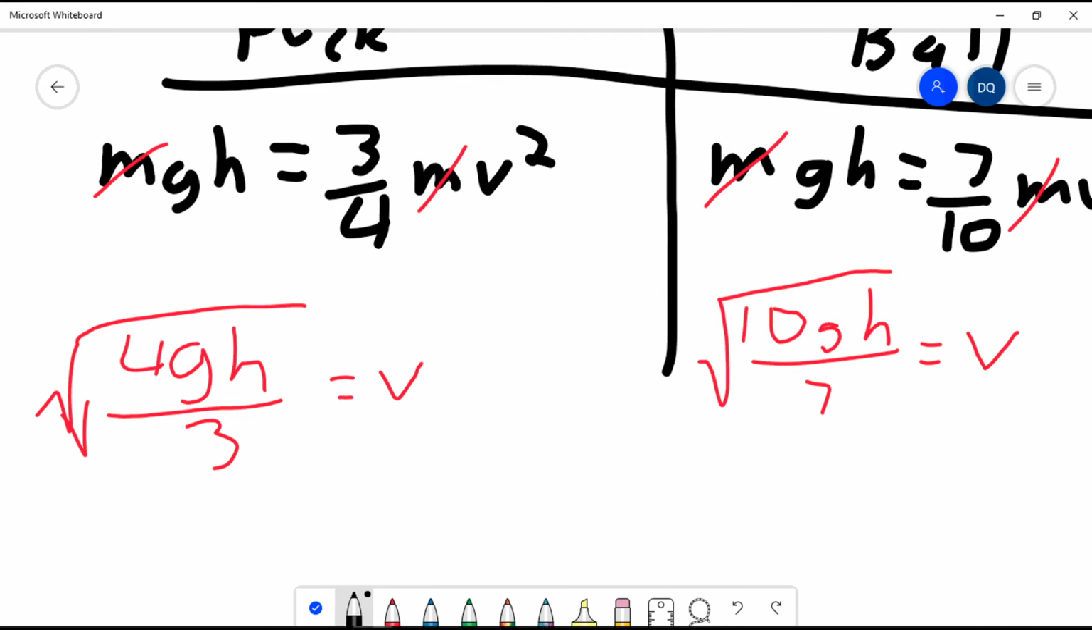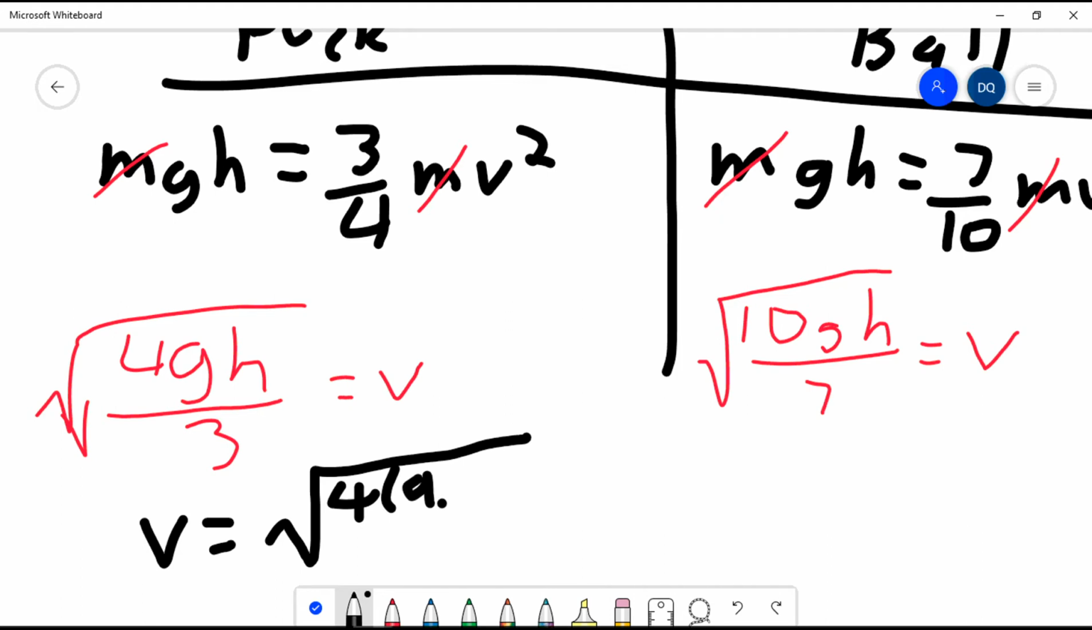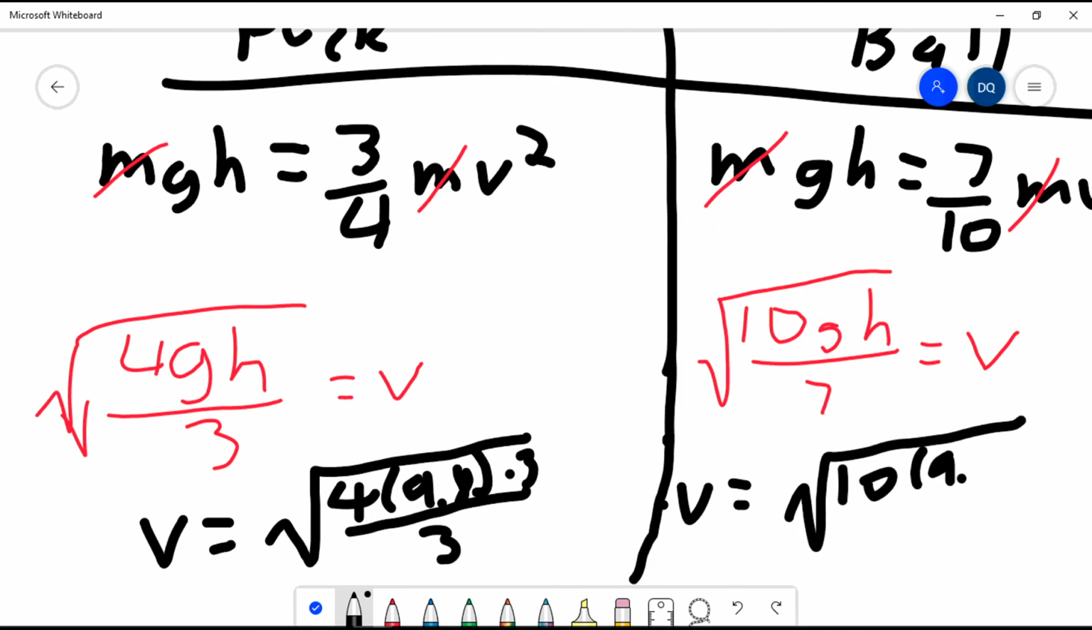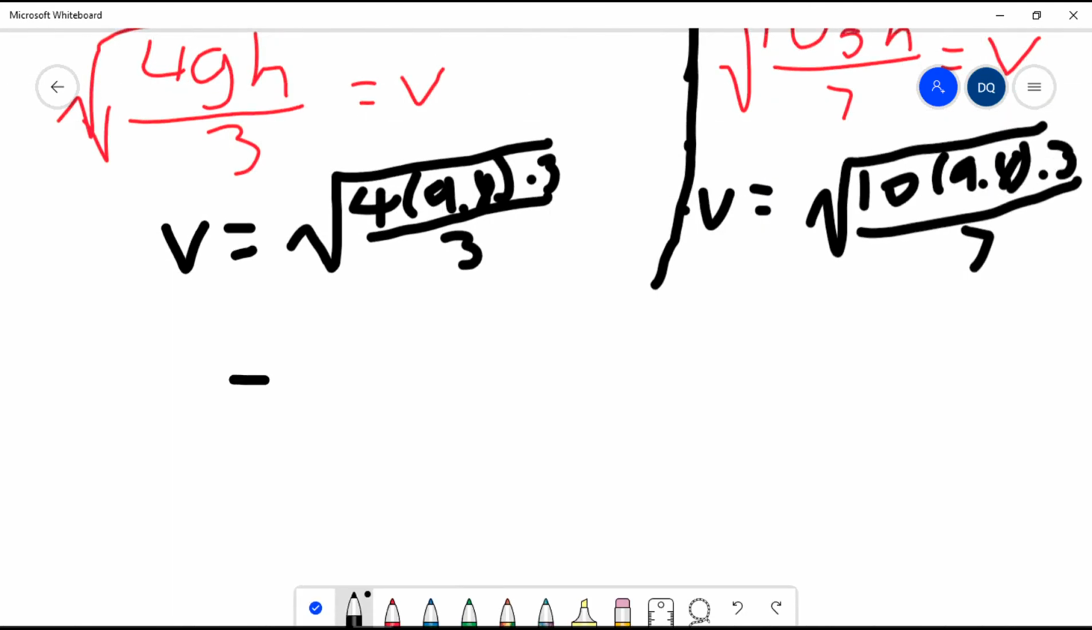So that means the final velocity of the puck is the square root of 4 times 9.8 times 0.3, our height, all divided by 3. And for the ball, the final speed is the square root of 10 times 9.8 times our height of 0.3, all divided by 7. So we'll have a final velocity of 1.9799. And so that was for the puck.